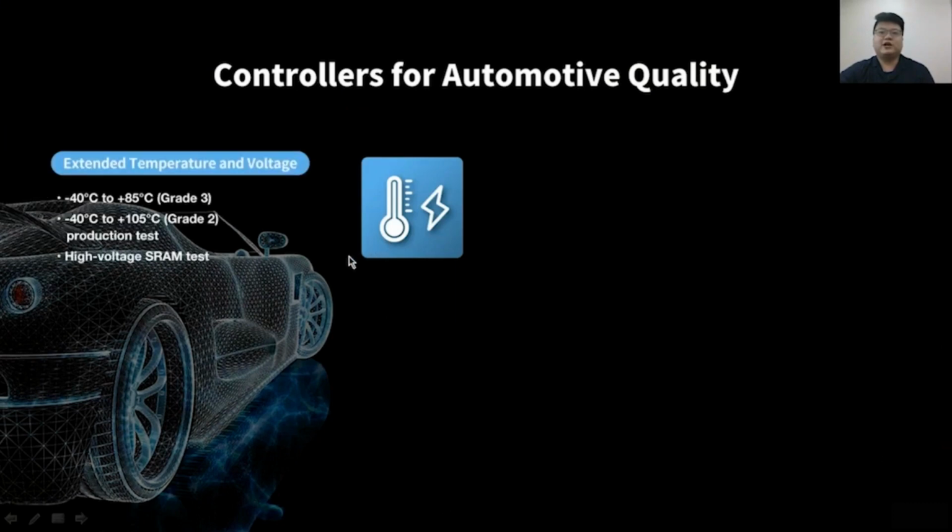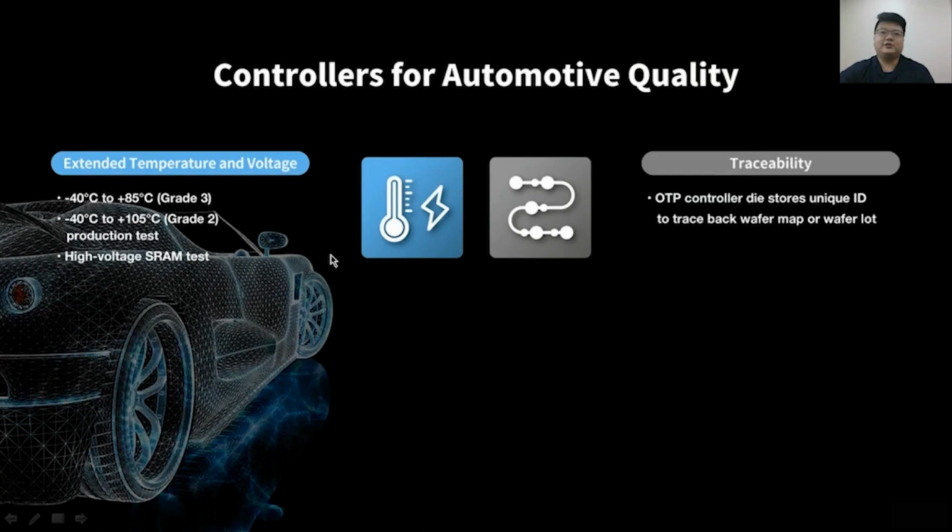For temperature, we provide extended temperature and voltage ranges for our products, which are also certified by AEC-Q100 Grade 2 and Grade 3. And we offer good traceability to track back all the parts that we ship out to the field, to have good quality for all the phases from manufacturing to mass production.